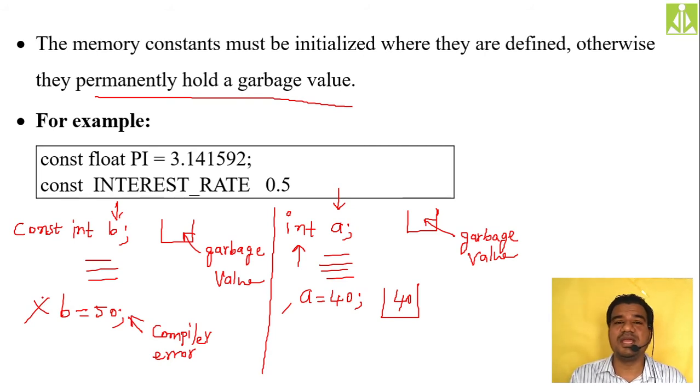So these are the three constant coding techniques we have in our C programming. The first one is the constant literal, then the second one is the defined constant, and the third one is the memory constant. I hope you understood this one.